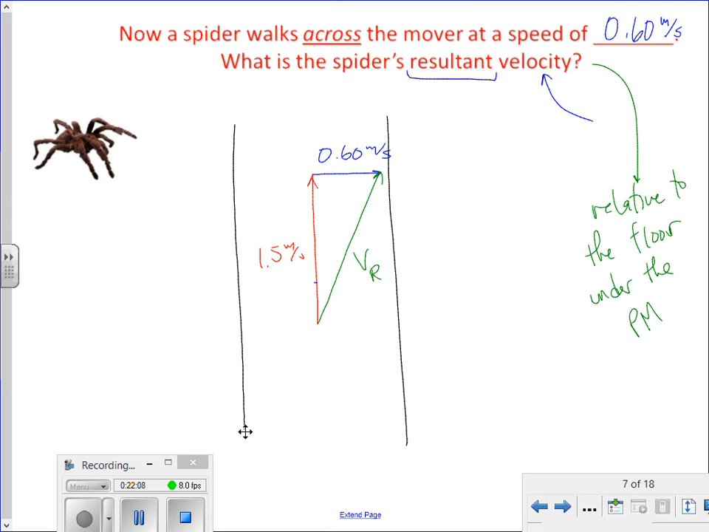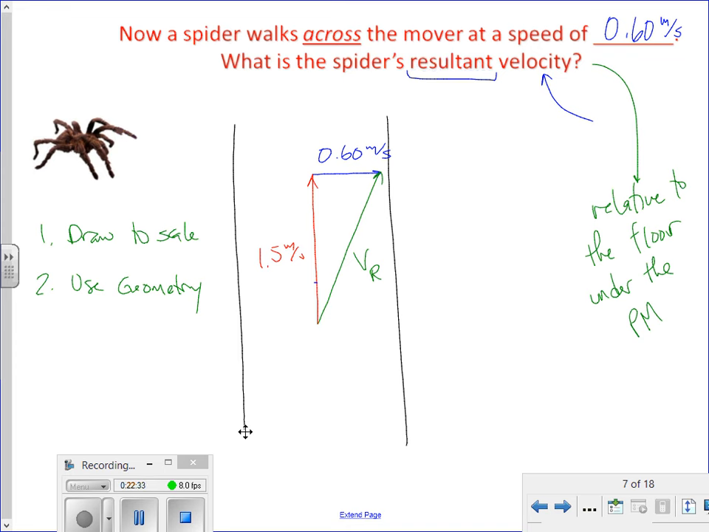All right, so what I'd like you to do is option 1, draw to scale and find VR, the size of VR. Option 2 is use geometry to find the size, the magnitude of VR. Okay?